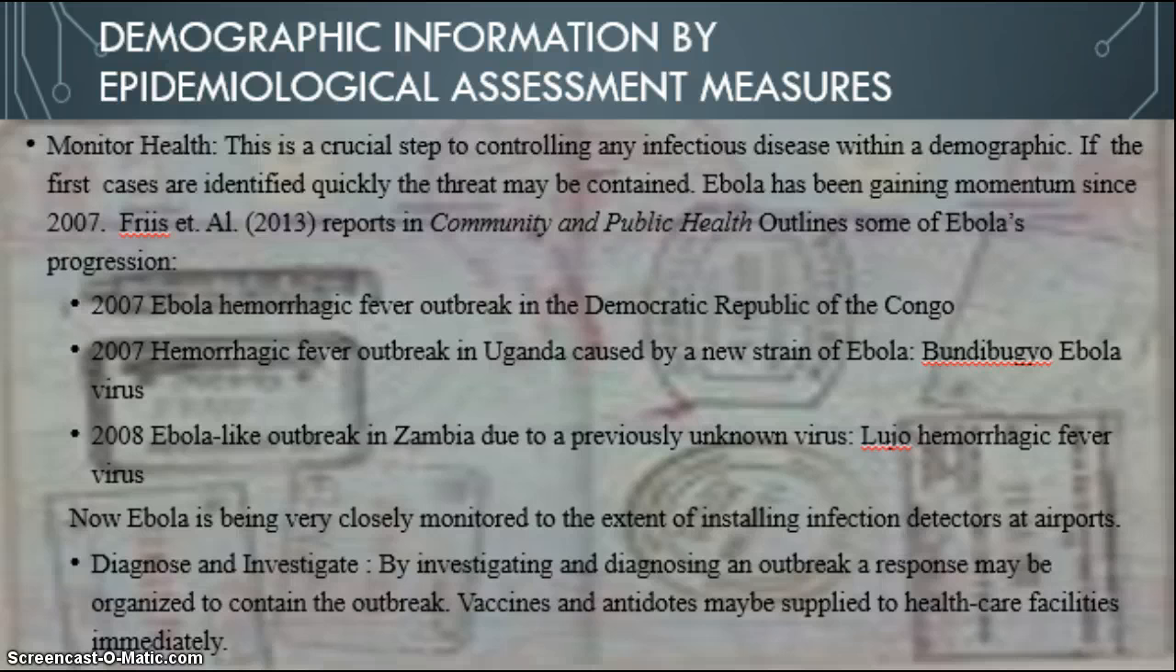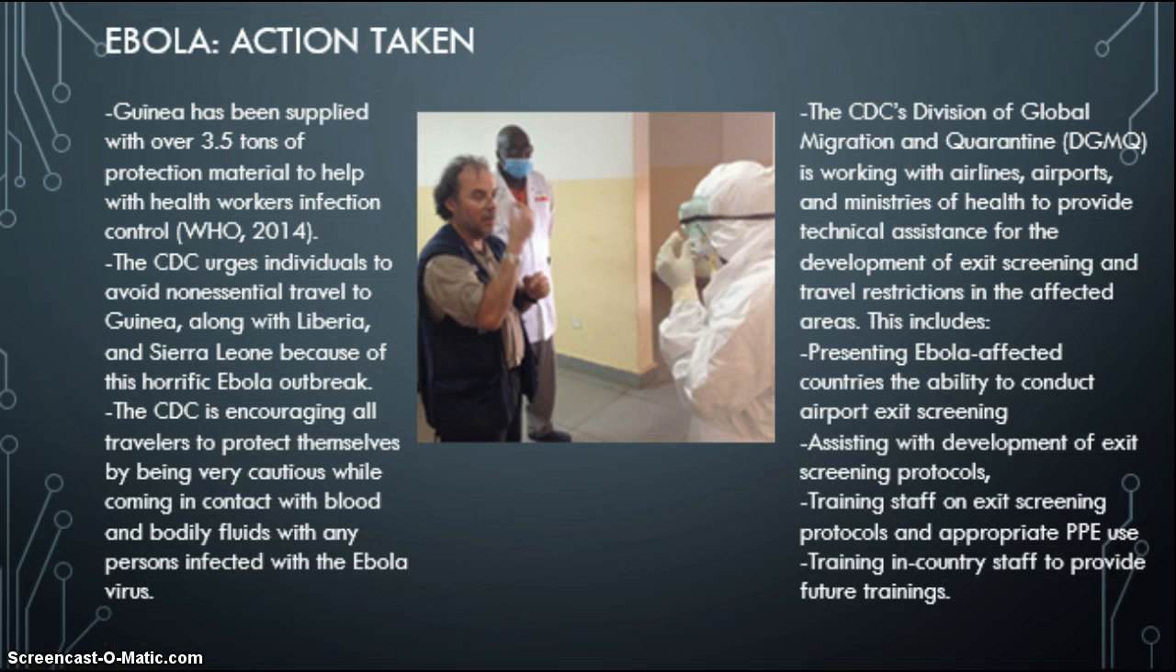Diagnose and investigate. By investigating and diagnosing an outbreak, a response may be organized to contain the outbreak. Vaccines and antidotes may be supplied to healthcare facilities immediately. Ebola, action taken. The World Health Organization 2014 reports in regards to resources provided to Guinea. The World Health Organization supplies arrive in Guinea to support the Ebola outbreak response.